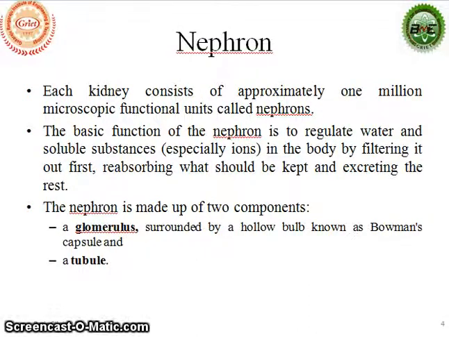Nephron. Each kidney consists of approximately 1 million microscopic functional units called nephrons. The basic function of the nephron is to regulate water and soluble substances in the body by filtering it out first, reabsorbing what should be kept and excreting the rest. The nephron is made up of two components: the glomerulus surrounded by a hollow bulb known as Bowman's capsule, and a tubule.